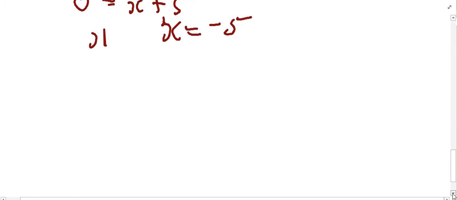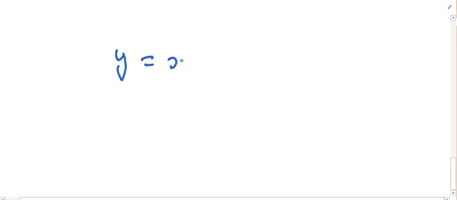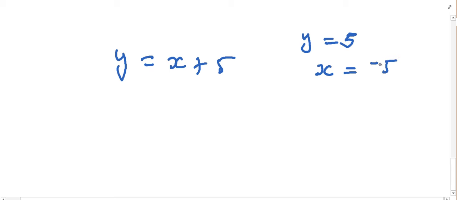Okay, so now let me sketch the graph which we really want, and that graph is y is equal to x plus 5. Taking note that the y-intercept is equal to 5 and the x-intercept is equal to -5. At the y-intercept, we know that x is equal to 0, and at the x-intercept, we know that y is equal to 0. Those are the important things you really need to take note of whenever you're working out graphs.